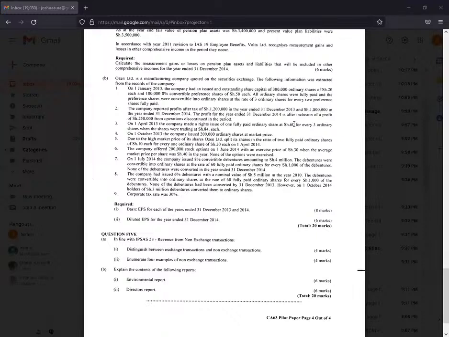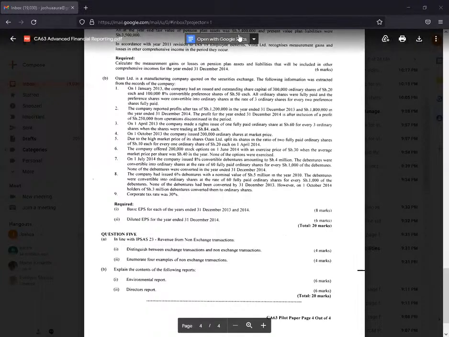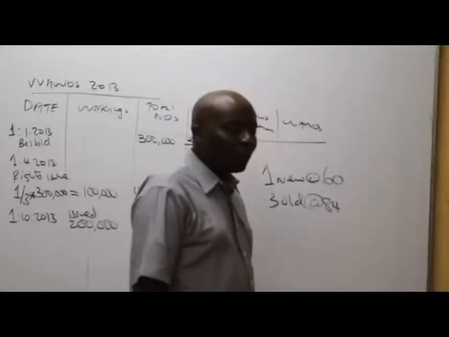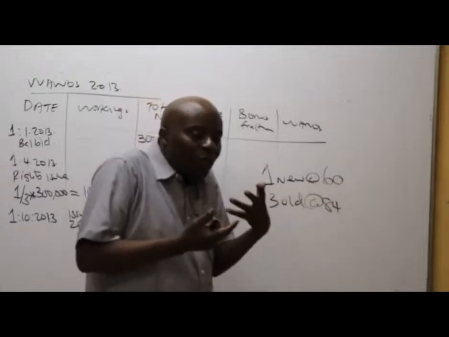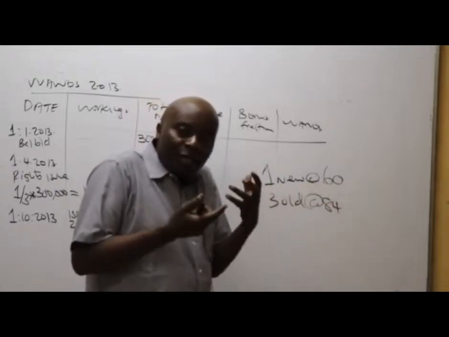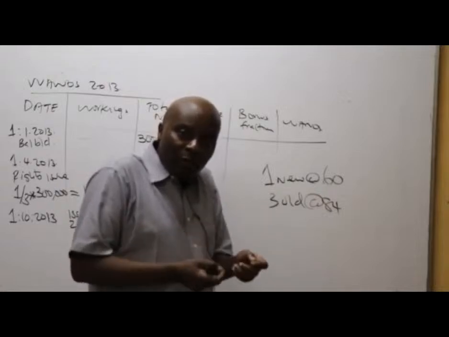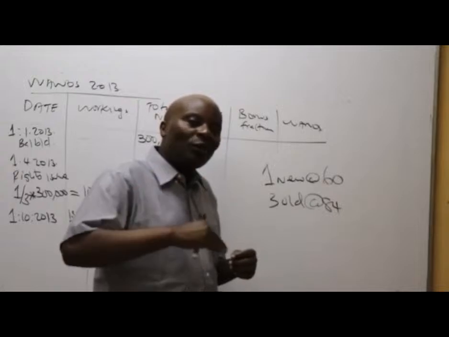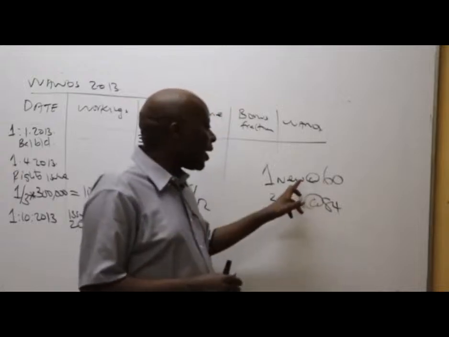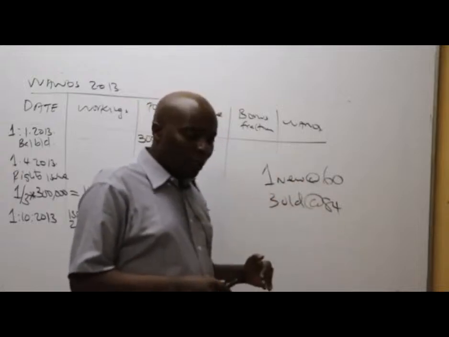Alafu unapata at this level, I've never understood why. Utakuta at this level, mwanafunzi for whatever reason ana interchange. Hajui definition ya rights. Rights issued shares, ladies and gentlemen, are those shares that are normally issued at a discounted price. Price ya right lazima ikuwe kidogo.